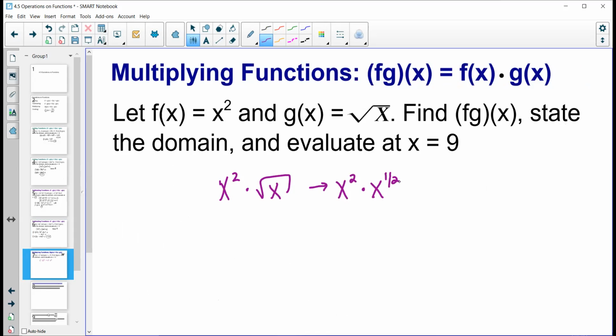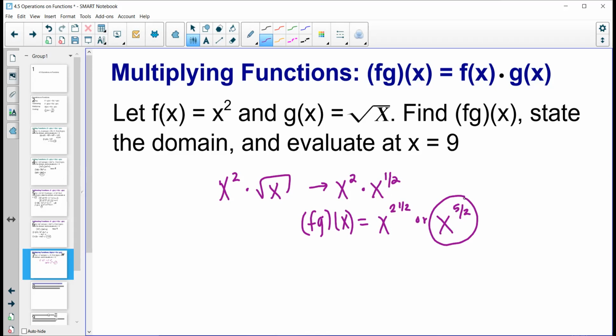Now because these two numbers have the same base, we can actually add their exponents. So what this means is that (f times g)(x) equals x to the 2.5. Or oftentimes we'll say that as x to the 5/2. We typically write those exponents as improper fractions rather than proper fractions. Okay, now that we have this as our answer here, we want to state our domain.